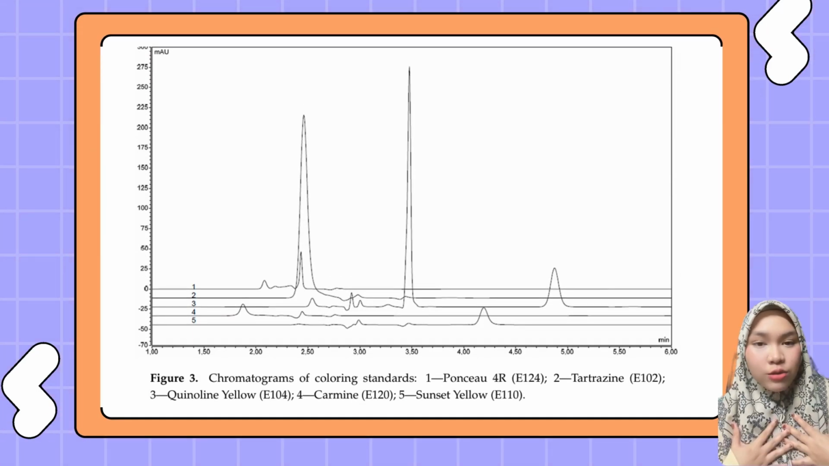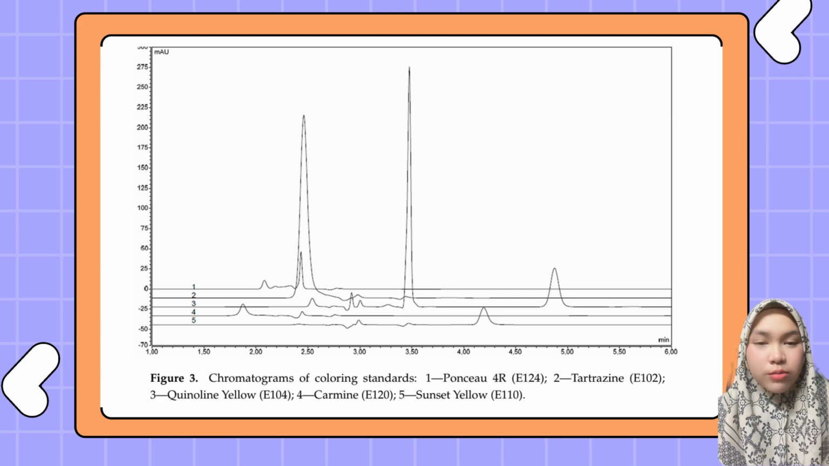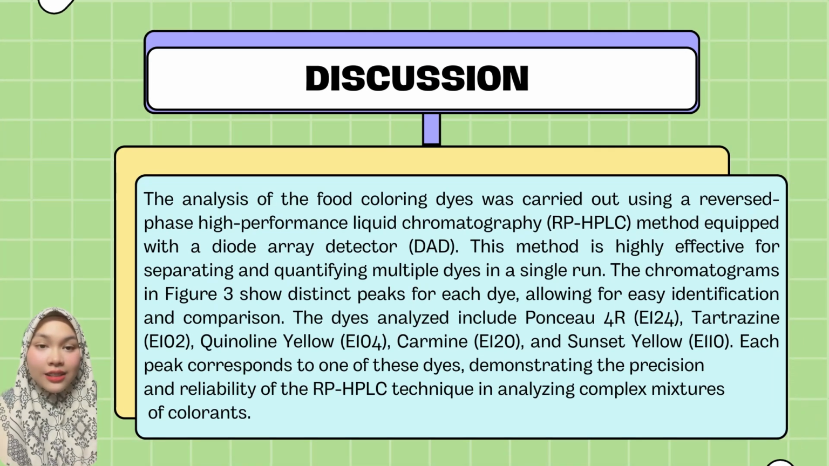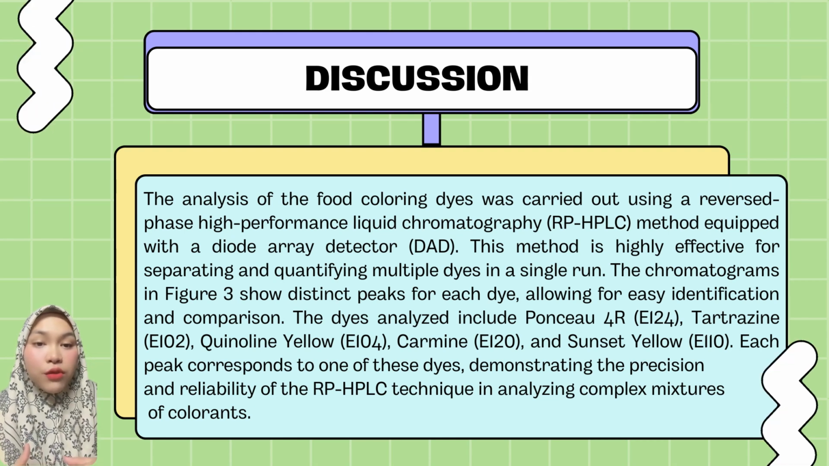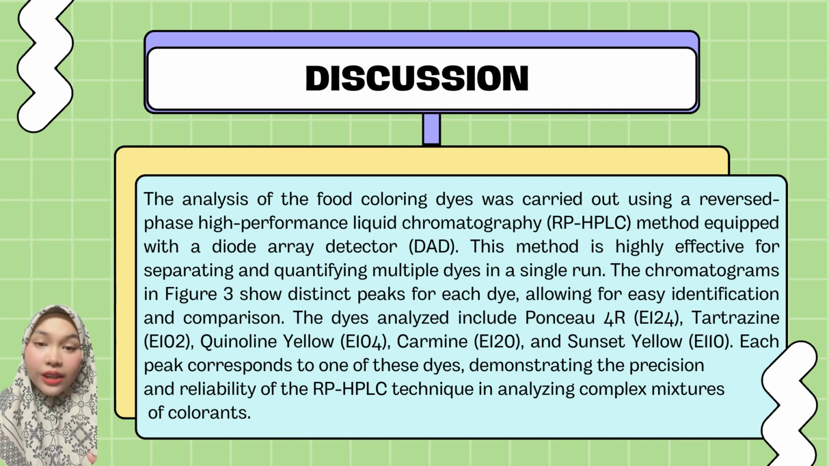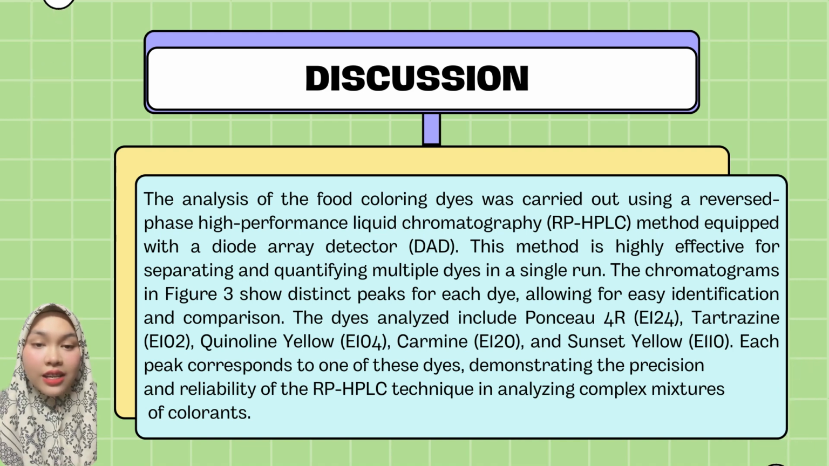Next, I'm Nufara Ainajwa and I will talk about result and discussion. So, this is the result, which shows the chromatograms of coloring standard. Okay, next, in the discussion, the analysis of food coloring dyes was carried out using reverse phase high performance liquid chromatography, known as RP-HPLC. This method is equipped with a diode array detector, known as DAD. This method is highly effective for separating and quantifying multiple dyes in a single run.